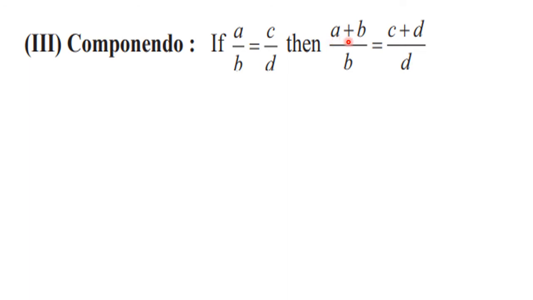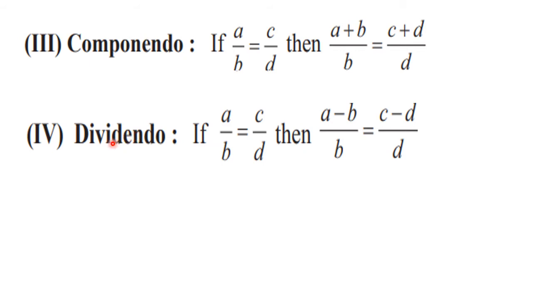But as I have said, whatever operation we are doing, we have to do on both the sides. So similarly on the right hand side also, we have to add the denominator to the numerator. Okay. So if A upon B is equal to C upon D, then A plus B upon B is equal to C plus D upon D. Okay. So as I have said, relate this word compo with addition. You are going to add the denominator to the numerator.